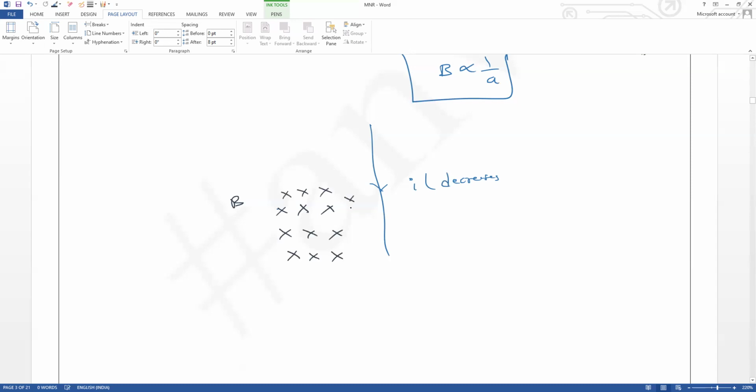No answer. What should I say? If you don't know the right hand thumb rule, what then? Sir, into the page, sir. Into the page. Now imagine the left side. Out of the page, sir.